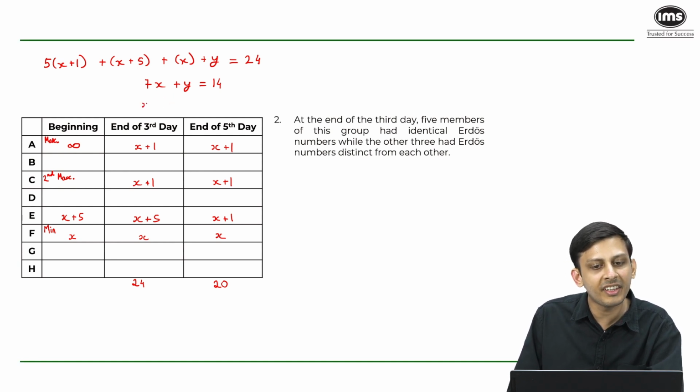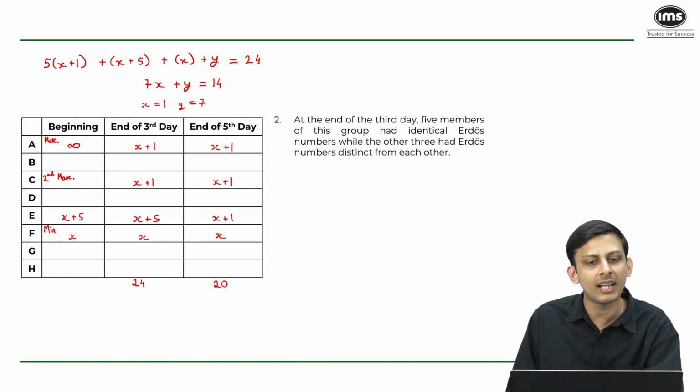Now when we put x equal to 1, we get 7 plus y is 14, so y is equal to 7. This is valid, nothing wrong with this. Will any other possibility work? If we try x equal to 2, then y will come out to be 0, not possible, because Erdos has passed away. And if we try x equal to 3 or any higher number, y will be negative, which is also not possible. Therefore, the only possibility is that x will be 1 and y will be 7.